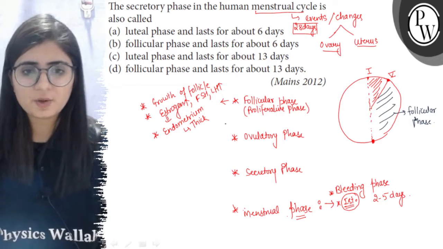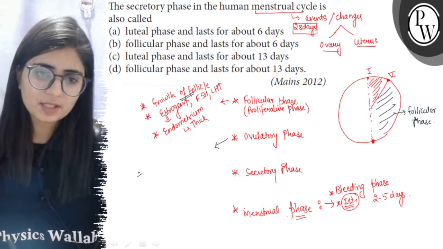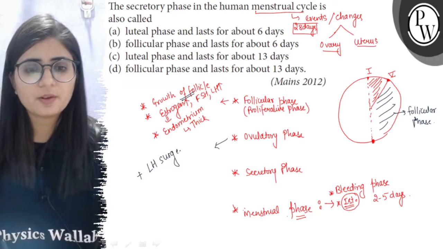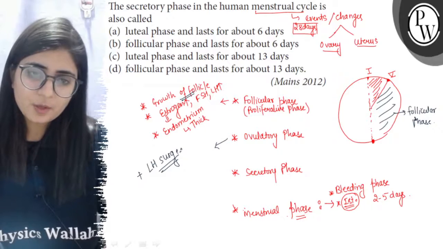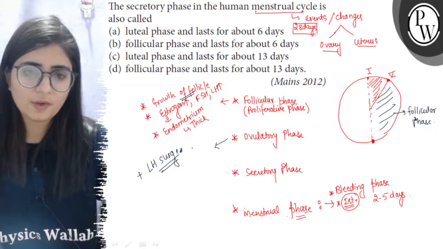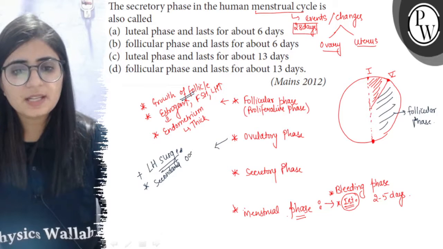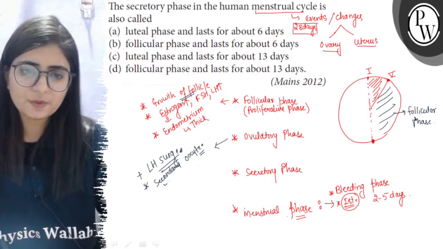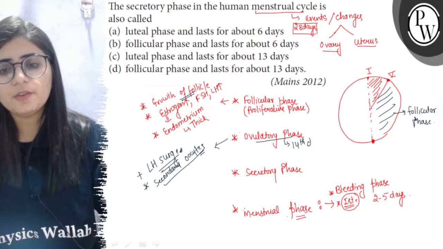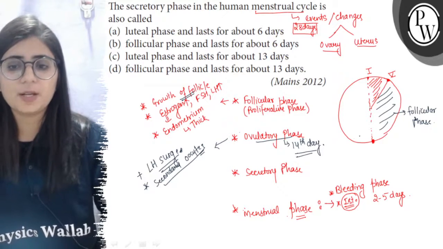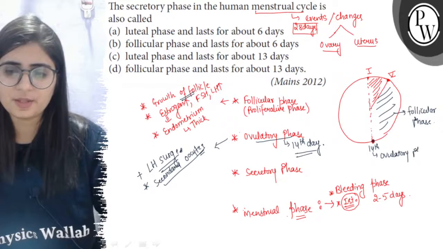Now as the follicular phase is over and the follicle is fully mature in the ovary, the next phase is the ovulatory phase. During this phase there is an LH surge, just before ovulation. Ovulation is the release of the secondary oocyte from the ovary. Before this there is an LH surge, a sudden increase in the level of LH, and due to this the secondary oocyte is released from the Graafian follicle in the ovary. The release of the secondary oocyte is called ovulation, and this phase is called the ovulatory phase. It is on the 14th day, the middle of the menstrual cycle.